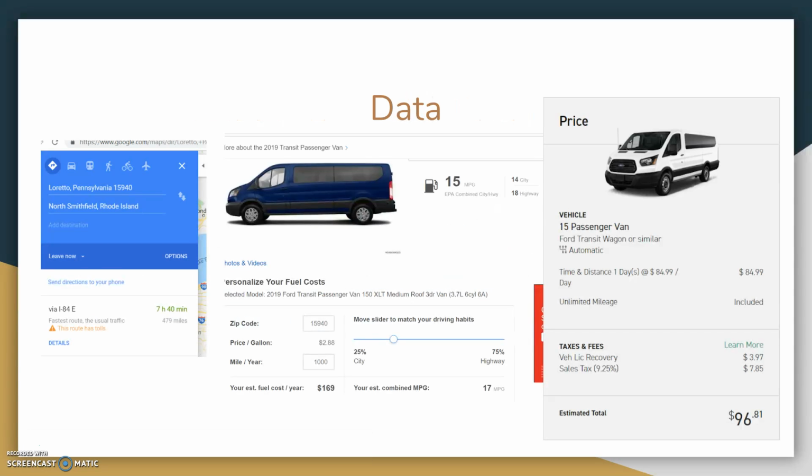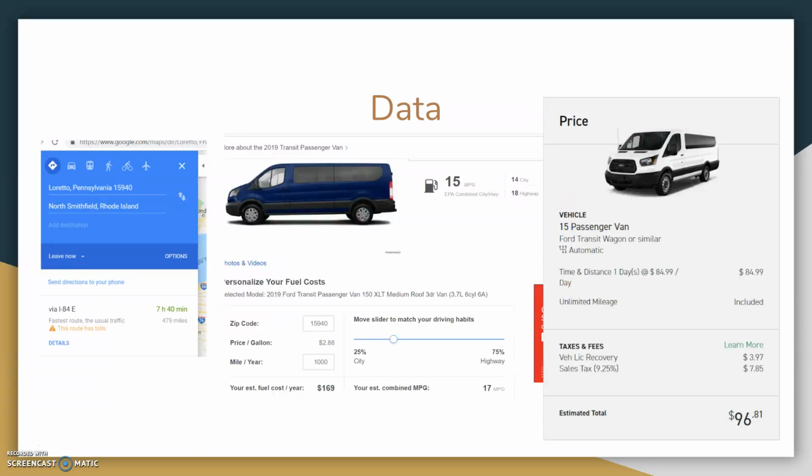Next, we're going to look at the data that we compiled for our project. Our data was collected from the internet mostly. As you see on the left side of your screen, we calculated the total amount of miles it would take to get from Loretto, the campus for St. Francis, up to North Smithfield, Rhode Island, the campus for Bryant University.